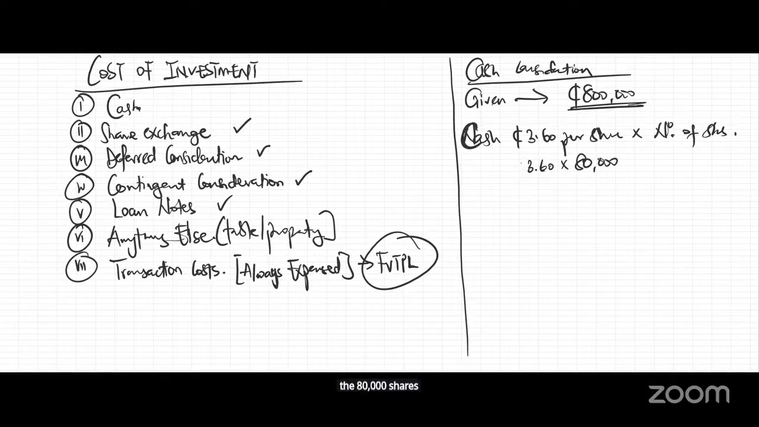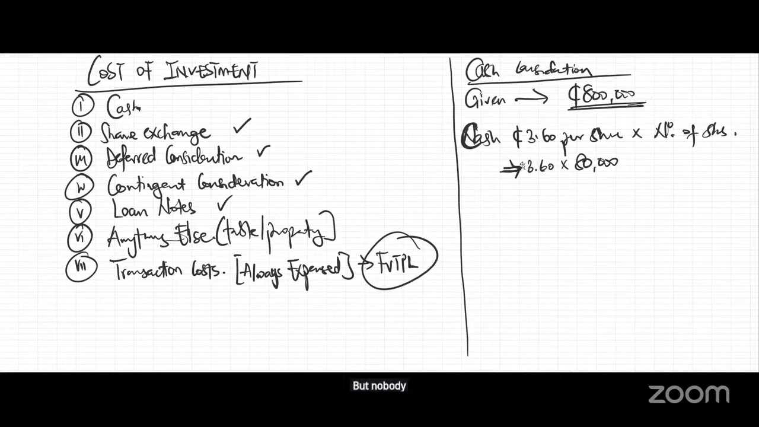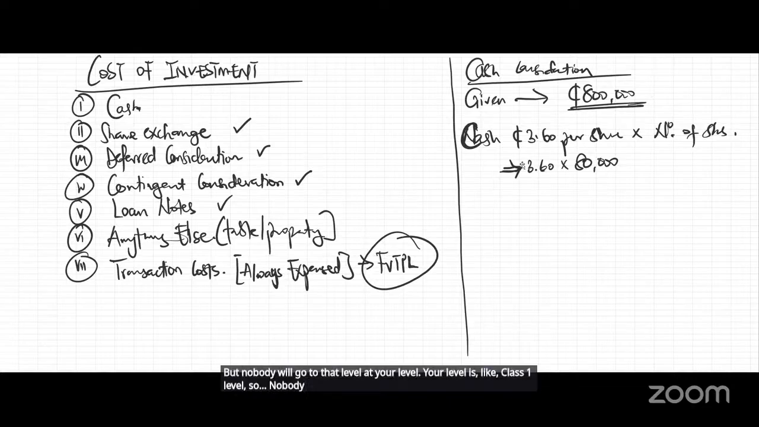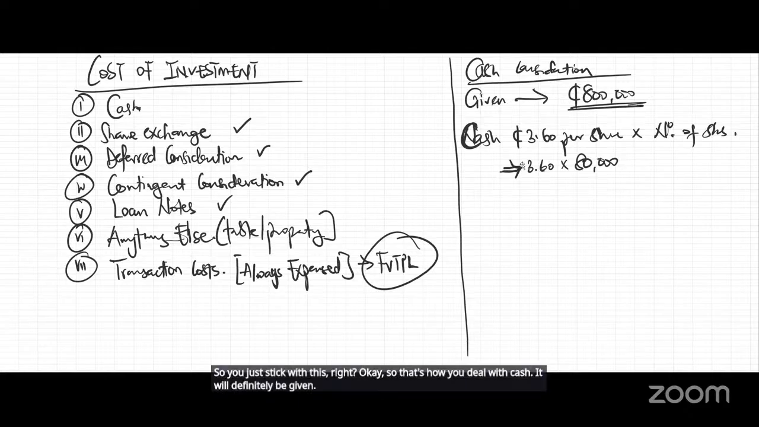There are rare cases where this cash consideration may be influenced by an index, but nobody will go to that level at your level. Your level is class 1, so you just stick with this, which is more practical. So that's how you deal with cash. It will definitely be given.